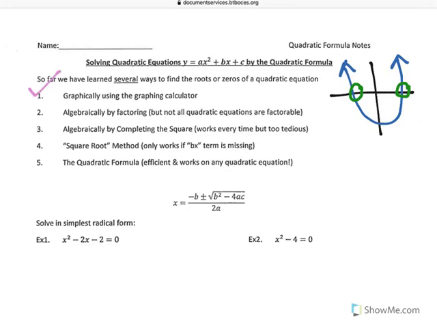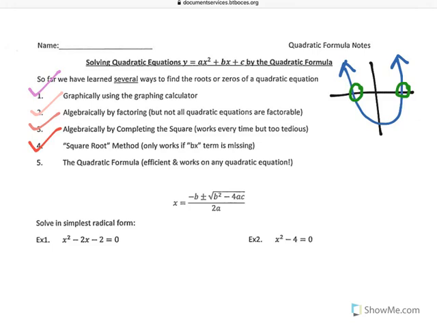We have learned how to factor and algebraically find our roots, but not all quadratic equations are factorable. So it works, but it's not going to work on every single problem. We recently learned how to complete the square. It's often the most difficult for students to remember, so it's pretty tedious in that sense unless you remember the steps. And we've also learned the square root method the most recently.